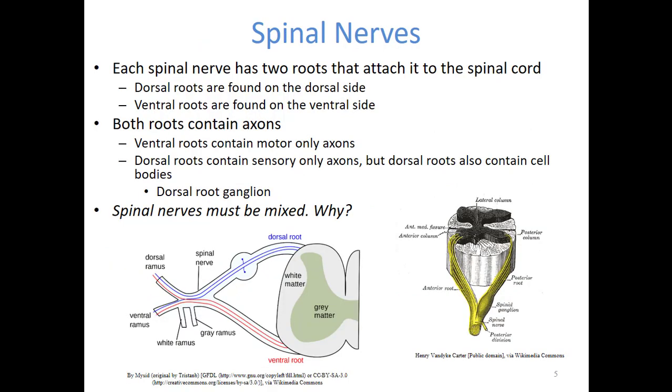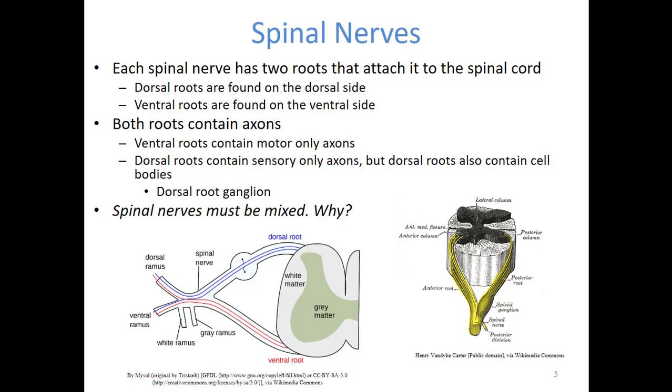Each spinal nerve has two roots that attach it to the spinal cord. Dorsal roots are found on the dorsal side or posterior side, while ventral roots are found on the ventral or anterior side. Both the dorsal and ventral roots contain axons, which makes sense because they merge to form a spinal nerve, and a spinal nerve, we know, contains axons.